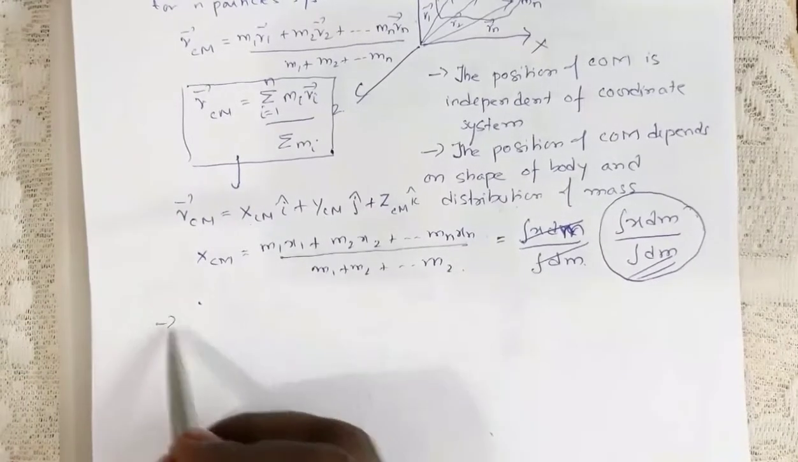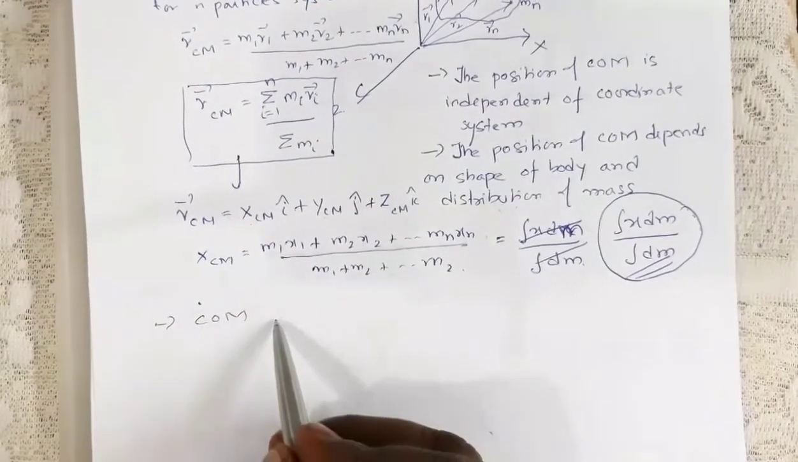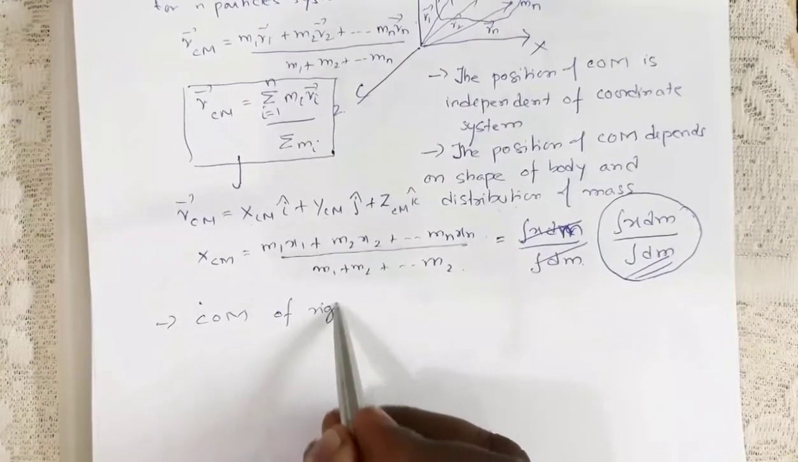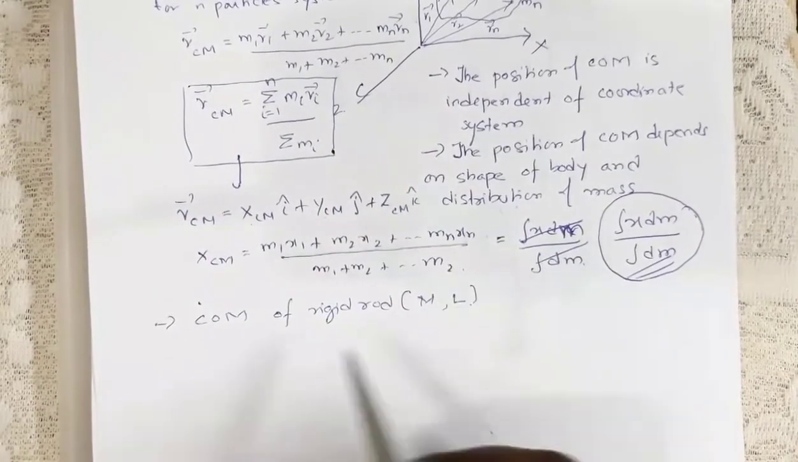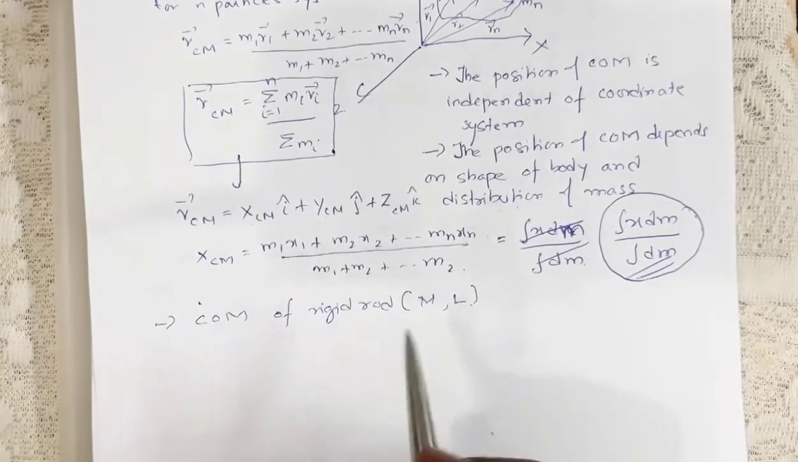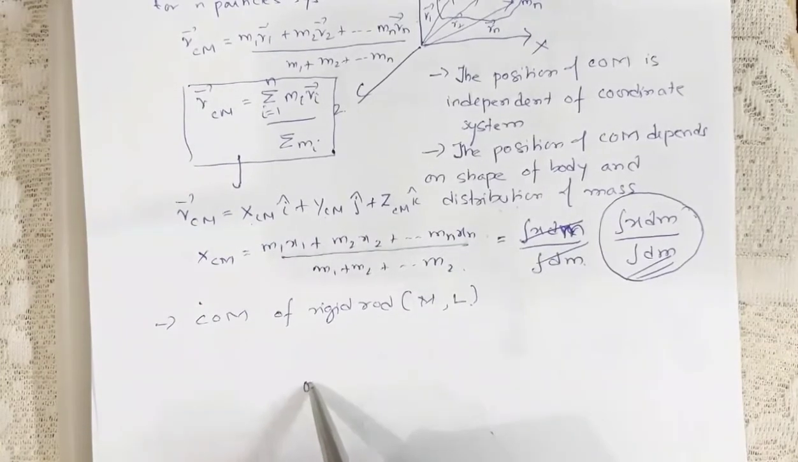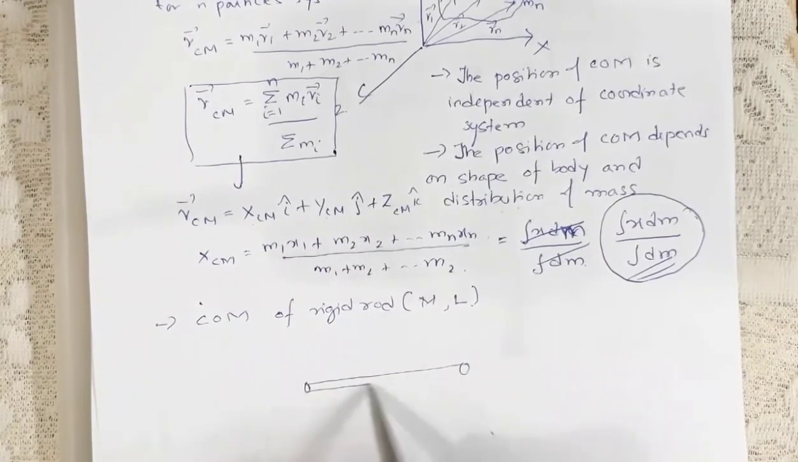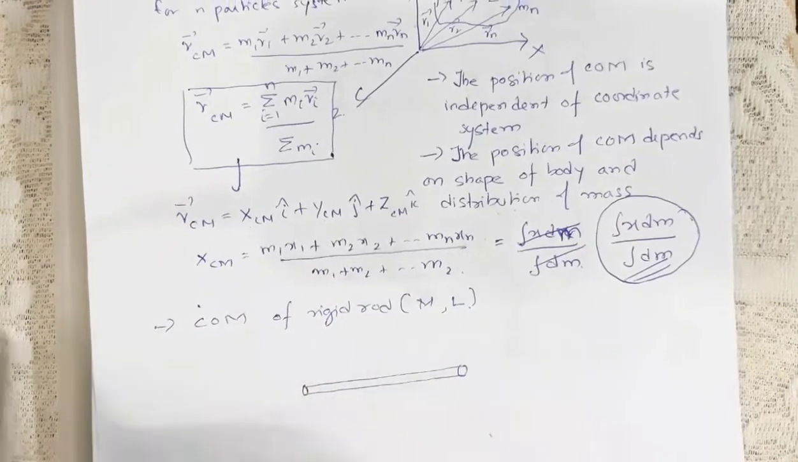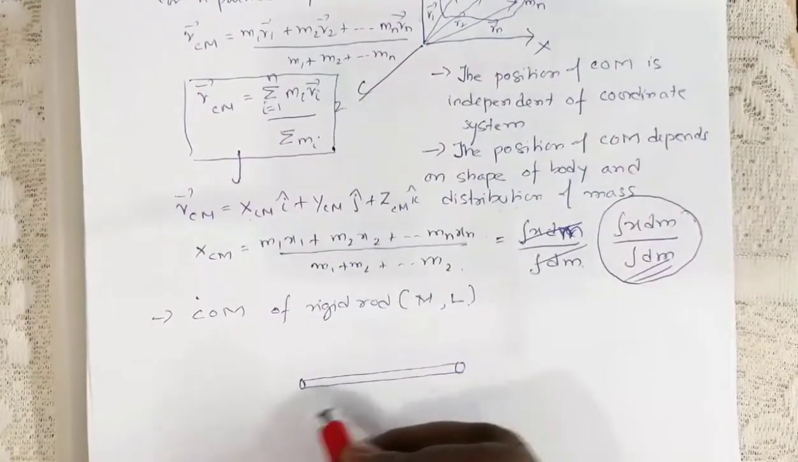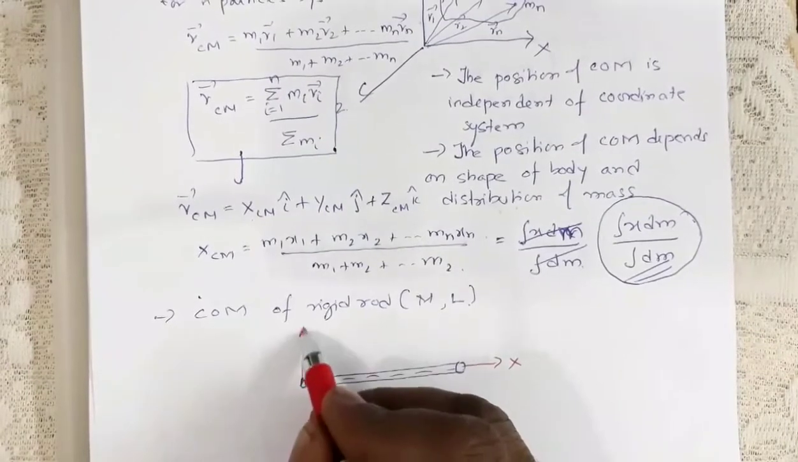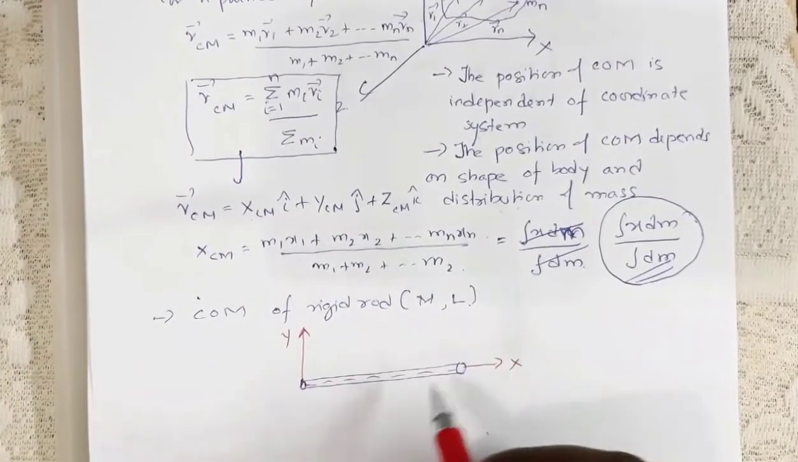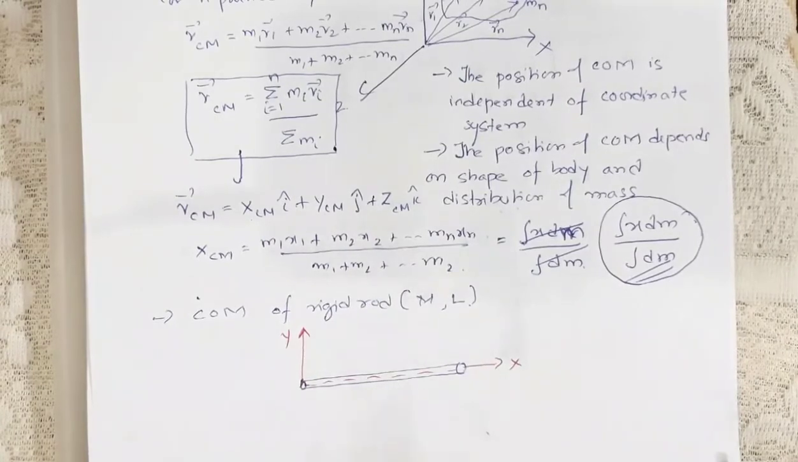Suppose we have to calculate the center of mass of a rigid rod whose mass is m and length is l, and it is a uniform rigid rod. Suppose this is the uniform rigid rod, and suppose it is placed along the x-axis. So let's say this is the x-axis and this is the y-axis. So this is a rod of mass m, length l, placed along the x-axis.